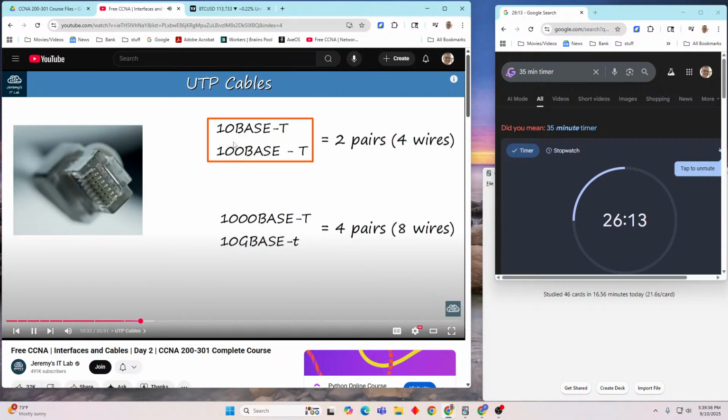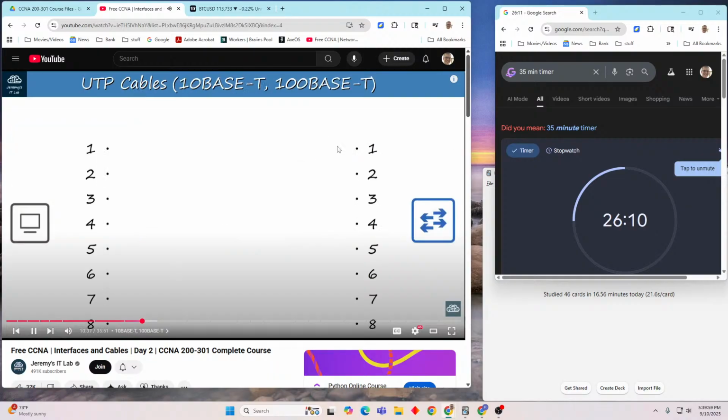Let's focus on the first 2 for now, 10BASE-T and 100BASE-T. So let's say we're connecting a PC to a switch with a Fast Ethernet connection.